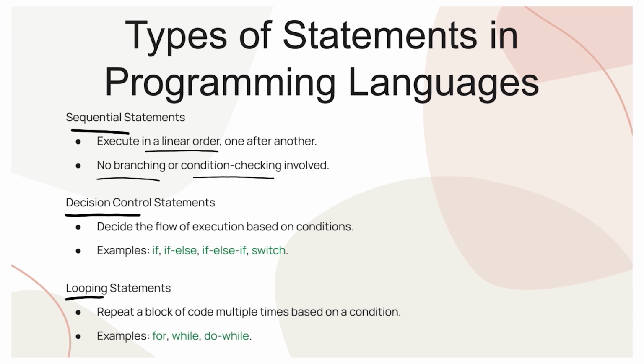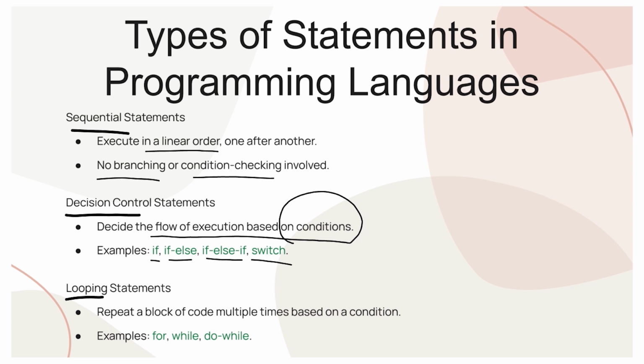Next is the decision control statements. In this type of statements, the flow of execution is completely based on the conditions mentioned. There are different types of decision control statements, like if, if else, and switch. Decision control statements are usually used to have conditional execution. If the condition evaluates to true, it executes some part of the code, and if not, then it will either skip or jump to the next part of the code. We will see this in the next slides.